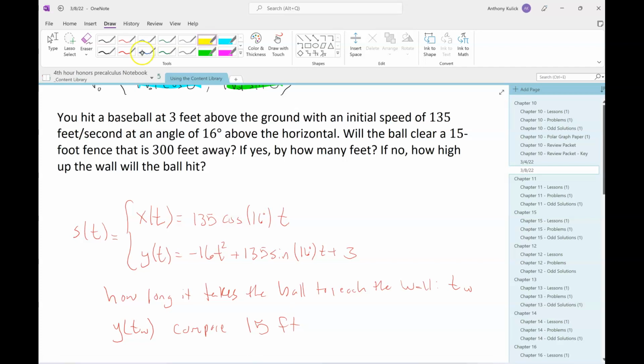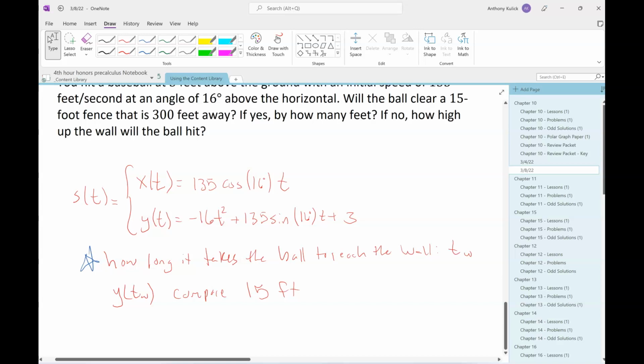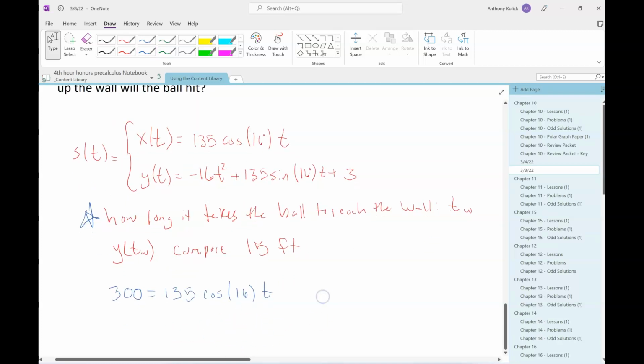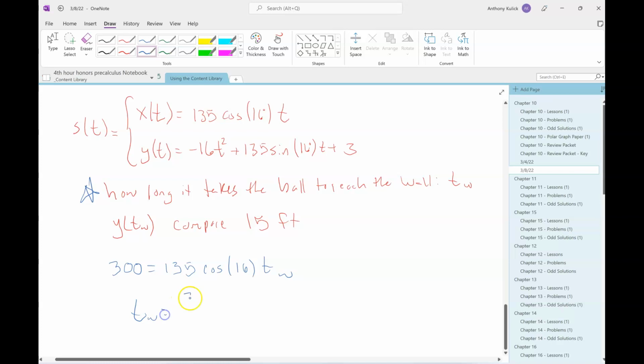So the tricky part here is going to be the first part, finding how long it takes the ball to reach the wall. How far away is the wall? 300 feet. And what direction is that? Vertical or horizontal? Horizontal. So I'm going to put the 300 in place for X and use that to solve for T. Absolutely. You're welcome.